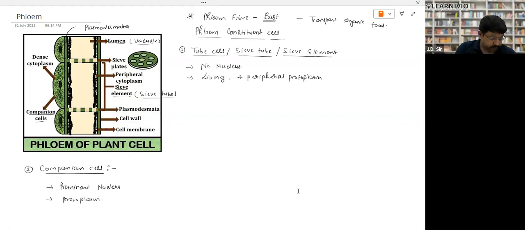Next, it is made up of four different types of constituent cells. Now you have to put a subheading. Sieve tube first. Sieve tube or sieve element.